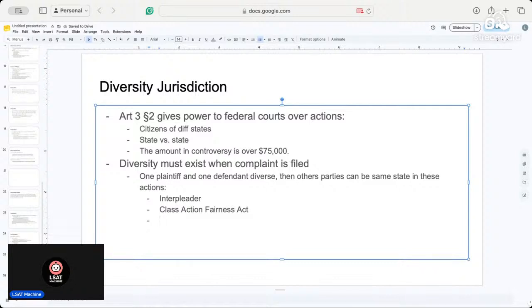interstate mass torts, 75 or more dead people, like an airplane crash. Let me just do this, mass torts.